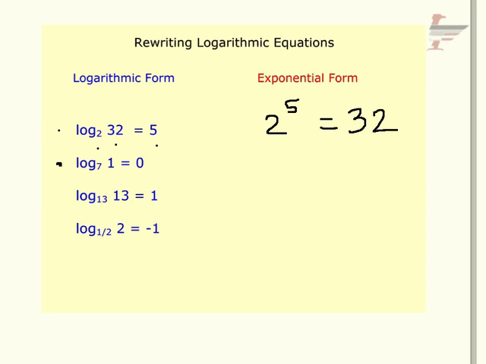Second one here, log base 7 of 1 equals 0. So again, the base of my log is 7, so the base of my exponential function is also 7. And then the 1 and the 0 flip. So the 1 becomes what the exponential function equals, and the equals 0 becomes the power of my exponent, and yes, 7 to the 0 equals 1.